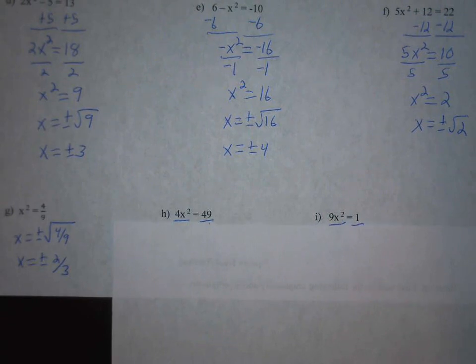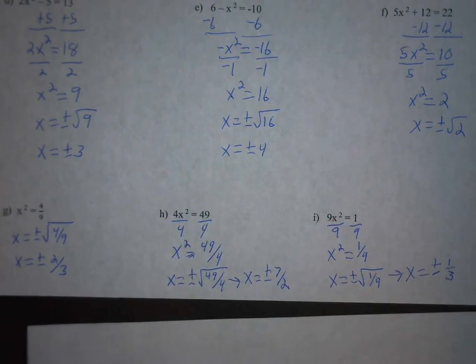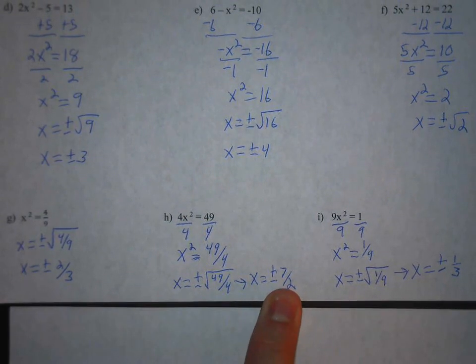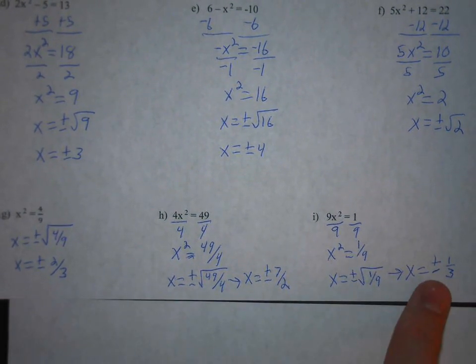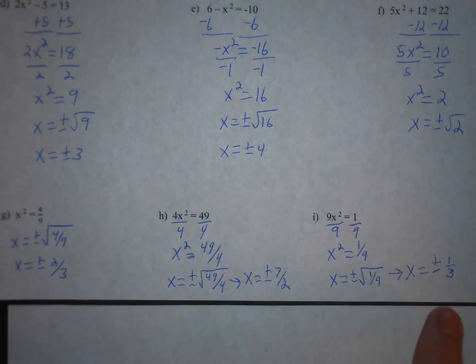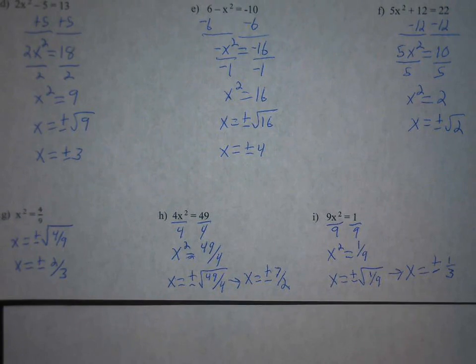Okay, and then very similar for part H and I. Again, don't put them in your calculator and get all these decimals. Just work your way through it and think about it. So part H is positive or negative 7/2, and then part I is plus or minus 1/3. So that's how you use the square root method to solve quadratic equations.